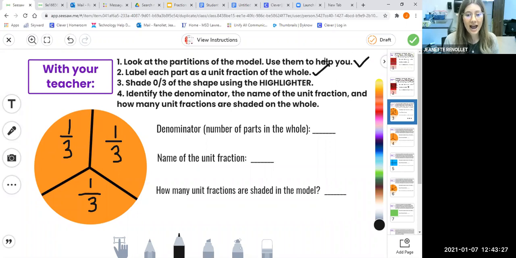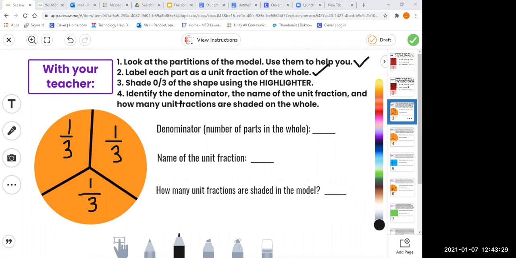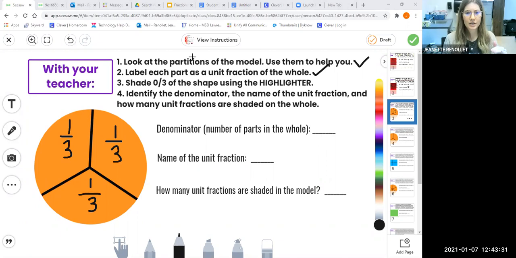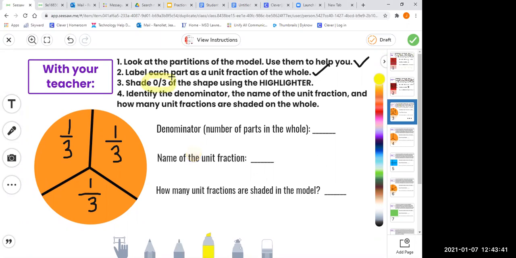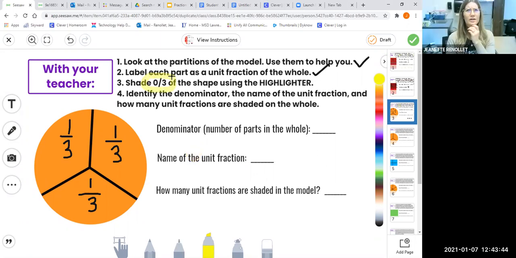Step 3 asks me to shade 0/3 of the shape using the highlighter. So I'm going to get my highlight tool ready, and it asks me to shade 0/3. So wait a second, if my numerator is 0, that means I'm not going to shade any thirds. 0/3. Okay, I can tell Honesty thinks that's pretty silly. I guess I've done step number 3.